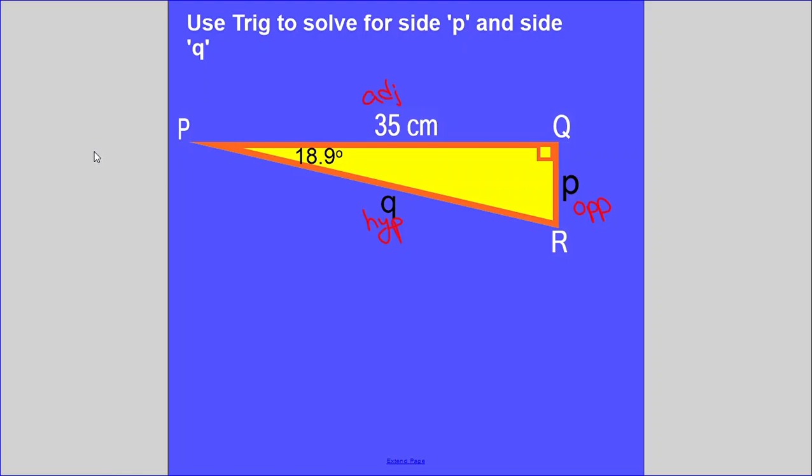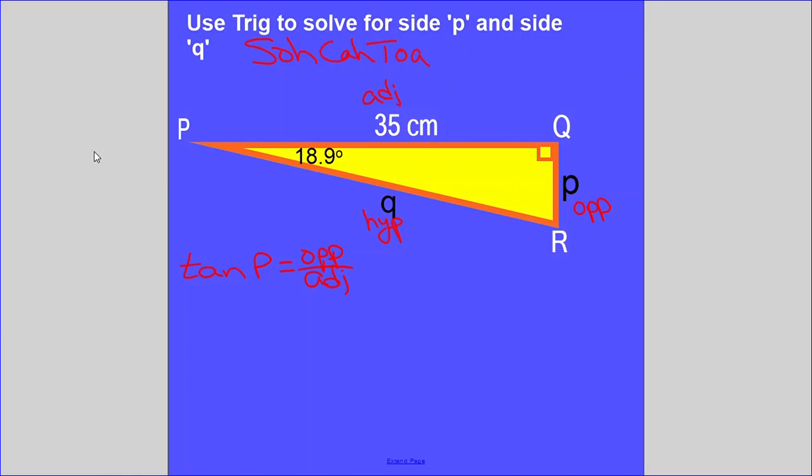If we take a look at side P first, we see that it's opposite and we're given the adjacent. So opposite over adjacent. We've got our acronym SOHCAHTOA, and opposite over adjacent looks like it's going to be tan. So tan of our angle P is equal to opposite over adjacent.